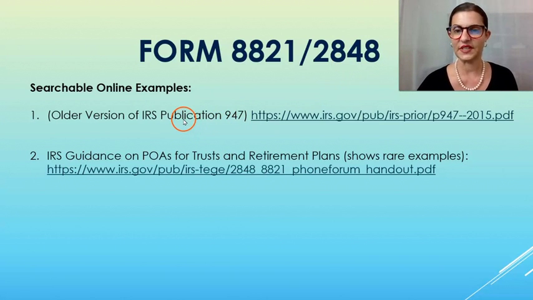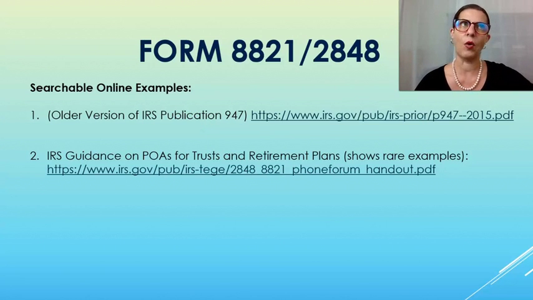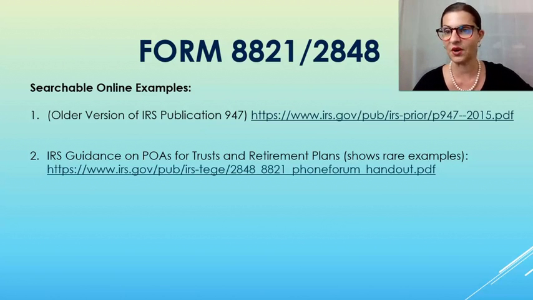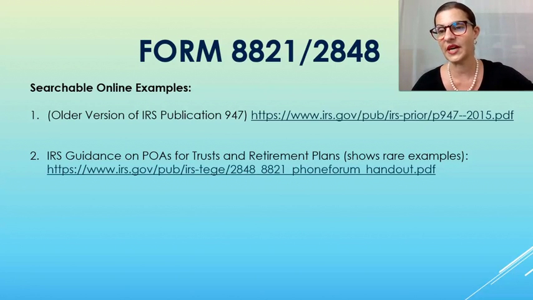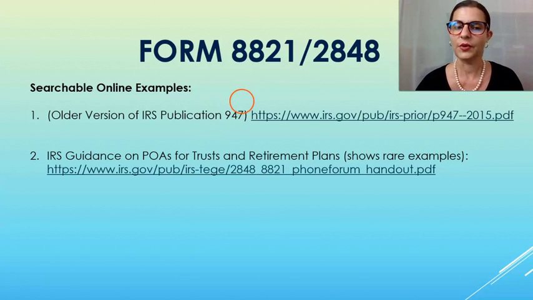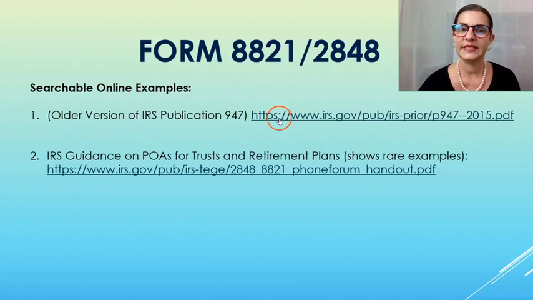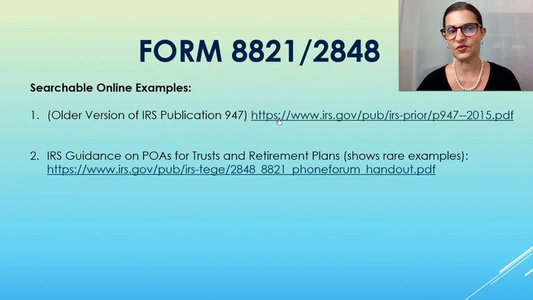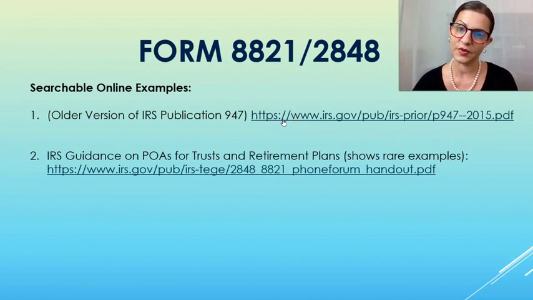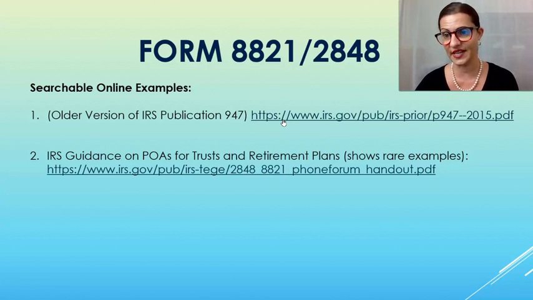But older versions of the IRS publication 947 are available on the IRS website, just like old versions of IRS tax forms are available, right? So you could search for a Form 1040 from 1955 or 1960 or 1980. You could see all of those old forms on the IRS website. All of those are archived, so it is possible to search for them. And here is a link on the IRS website to an older version of IRS publication 947. So you can see the Form 8821 and 2848, actual IRS examples of these forms filled out. And I'm going to show it to you right now.